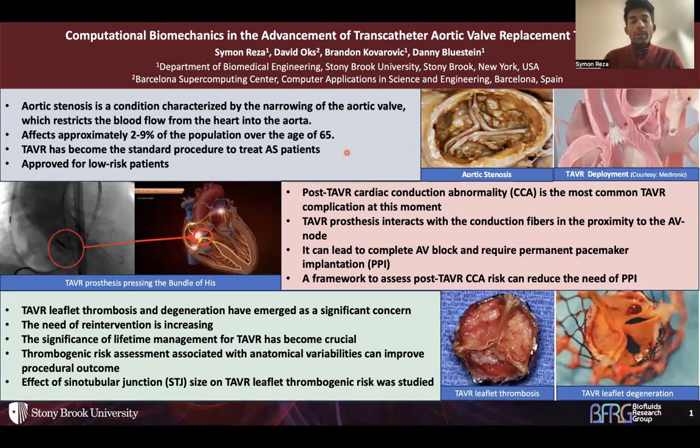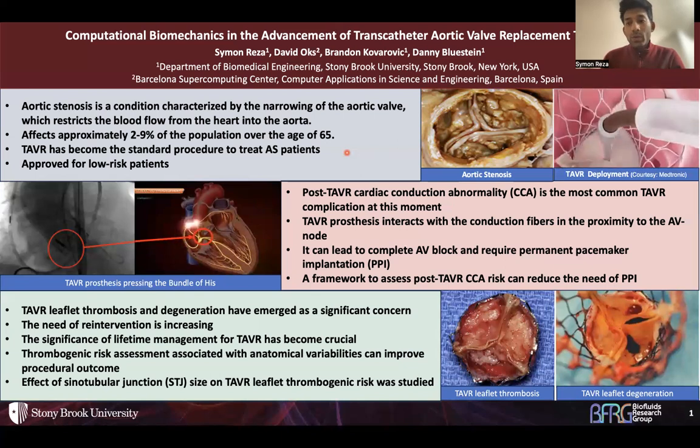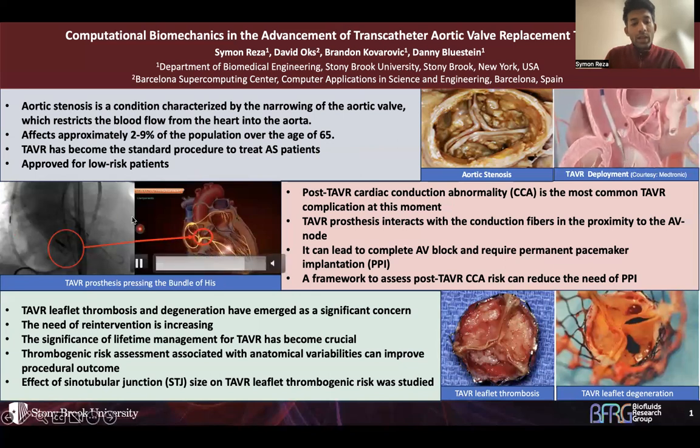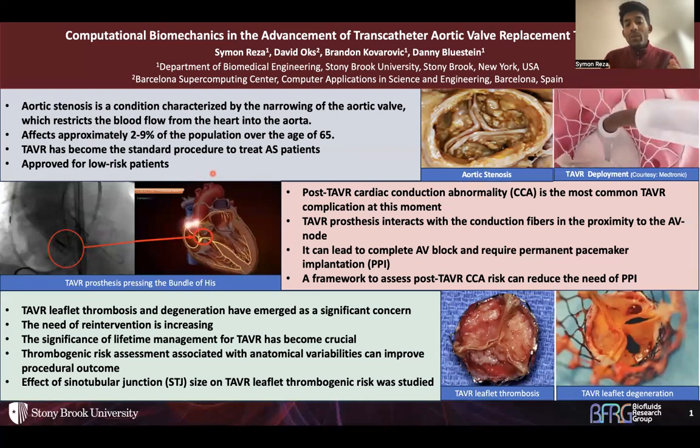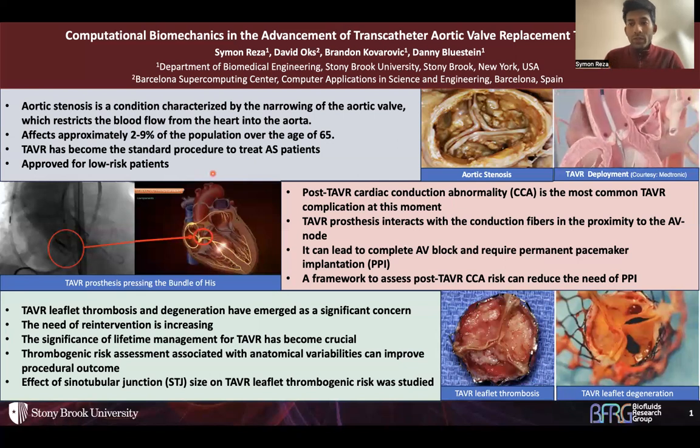So the clinicians are really concerned about two post-procedural complications, one being the post-TAVR cardiac conduction abnormality, and the other one is leaflet thrombosis post-TAVR. From this animation, you can see that the TAVR prosthesis is placed really close to the bundle of His, and it stretches the conduction fibers, right? As we know, the stretch on the conduction fiber can reduce the conduction velocity, which causes post-TAVR conduction abnormalities. And those patients may need permanent pacemaker implantation, right?